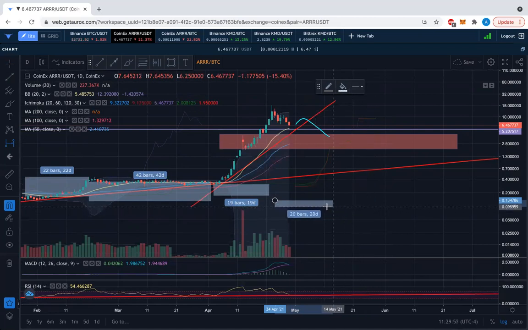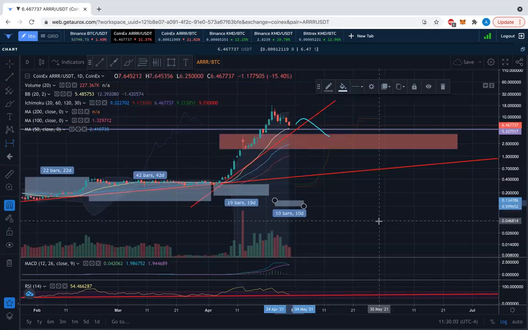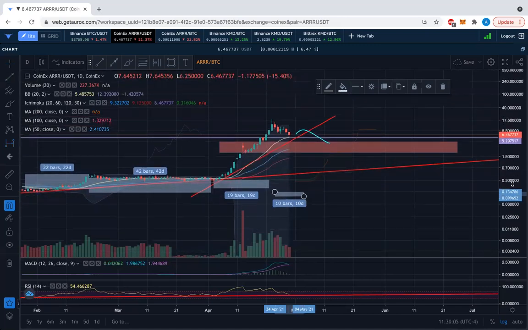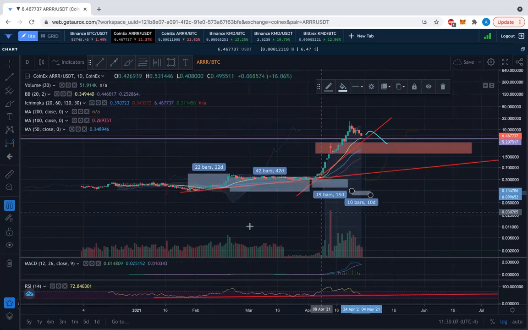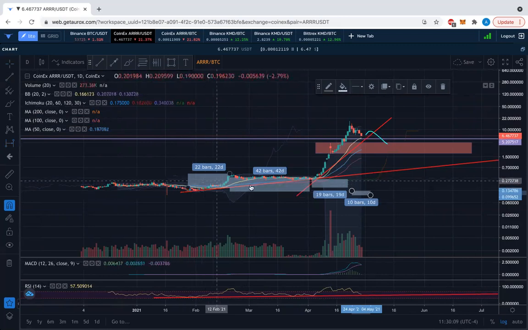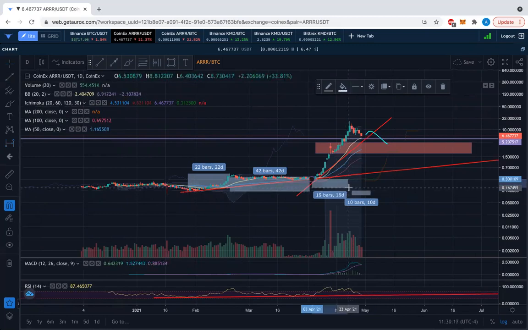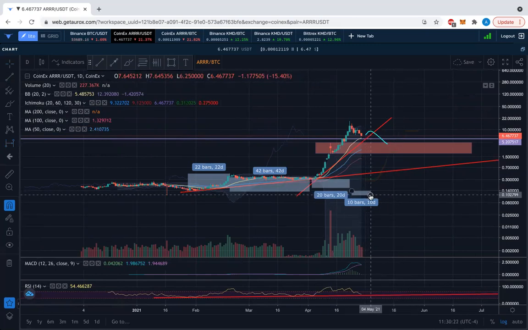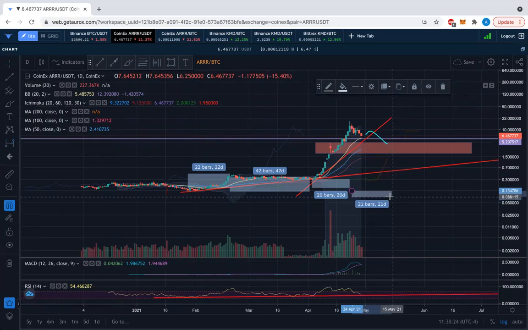Half of the 20 would be 10, which brings us to 4th of May. So I don't know what the relationship of time will be, but if this is a 22 to 42 roughly, and we said this actually should be, oh, it's 20, yeah, 20 bars. So 10 bars brings us to May 4, 20 bars brings us to May 14. That'd be days. 30 days, which is a full month, brings us to, no.